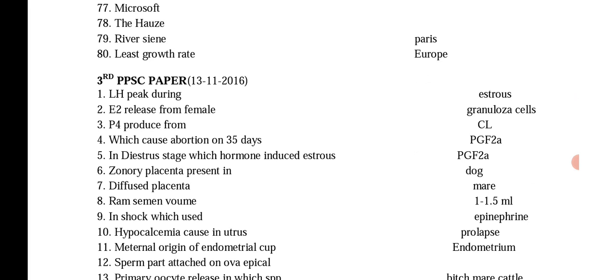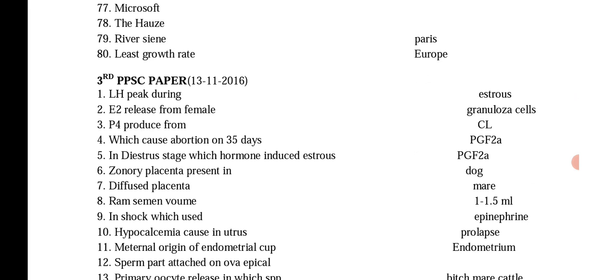Prostaglandin F2 alpha, available under the brand name Cyclomate, can cause abortion at 35 days. In the diestrous stage, which hormone induces estrus? PGF2 alpha induces estrus in the diestrous stage.